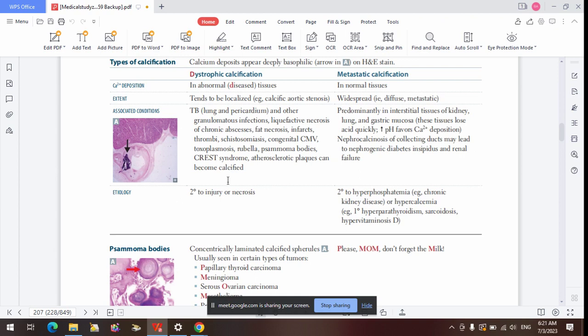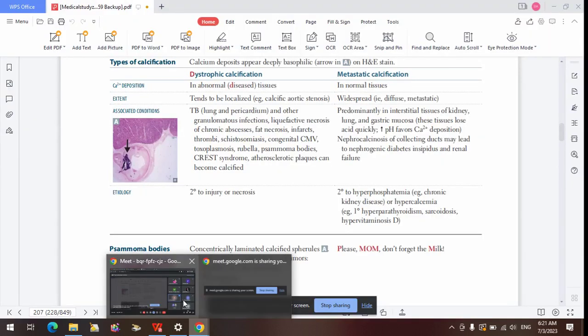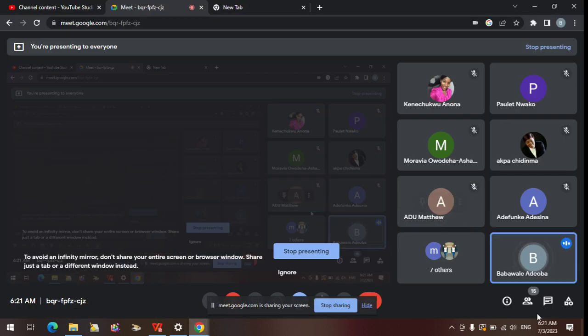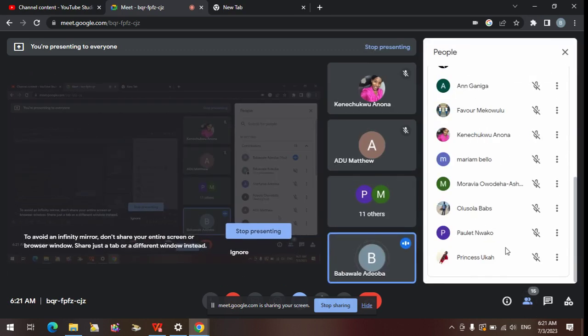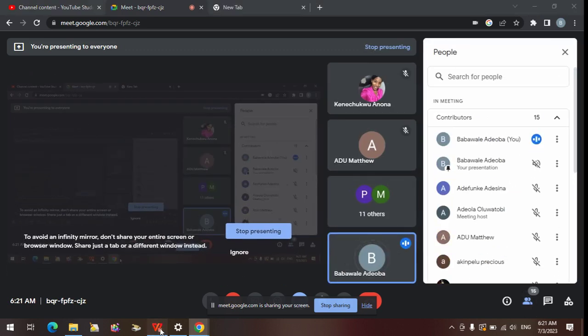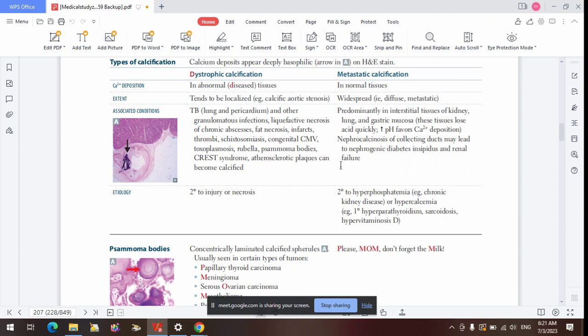And calcium deposit is also part of the CREST syndrome. So the CREST syndrome is just a limited form of scleroderma. C for the calcinosis, which is the calcium deposit, R for the Raynaud phenomenon, E for the esophageal dysmotility, S for the sclerodactyly, and T for the telangiectasia. So the important part to us there is the calcinosis that is coming from calcium.